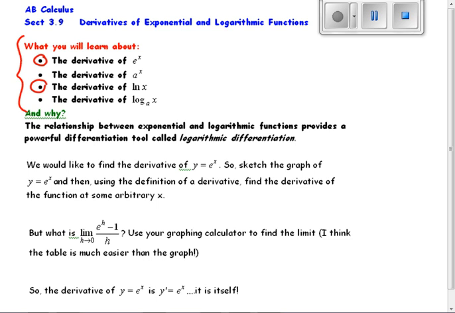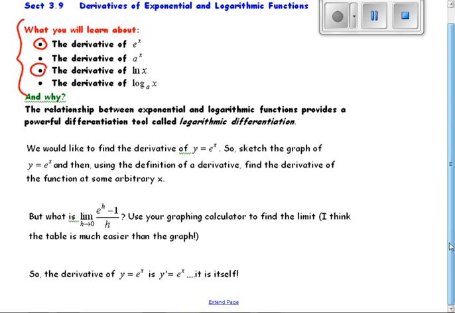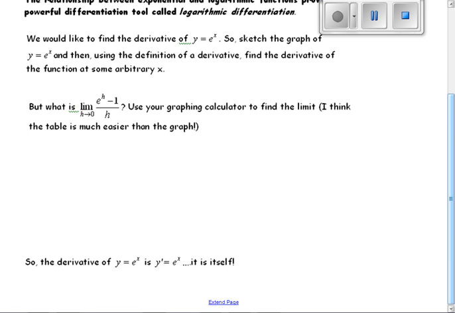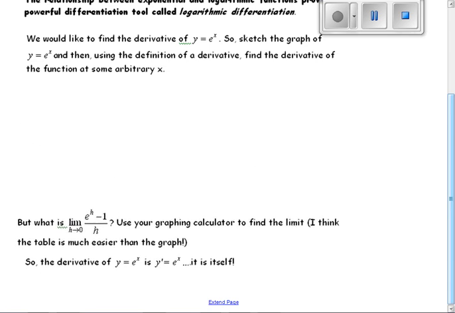We're going to start with finding the derivative of e to the x. First, we're going to sketch the graph and then estimate what the derivative might look like. Then we're going to use the definition. And I'm sorry, the slides are just a little bit messed up, but we'll get there. Okay, so first I'm going to draw the graph of e to the x.